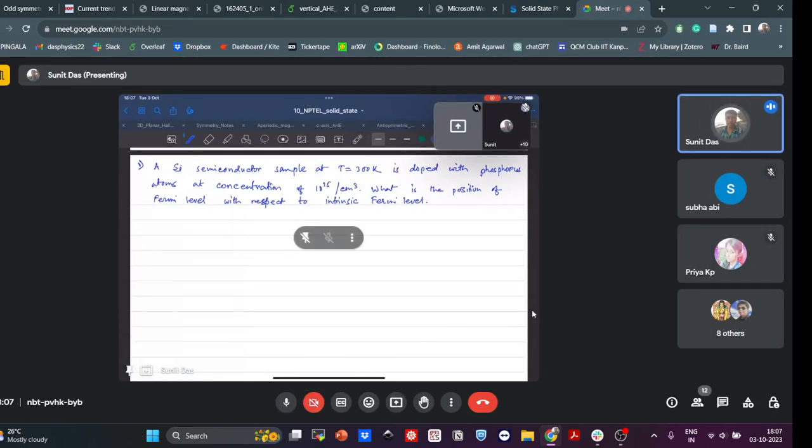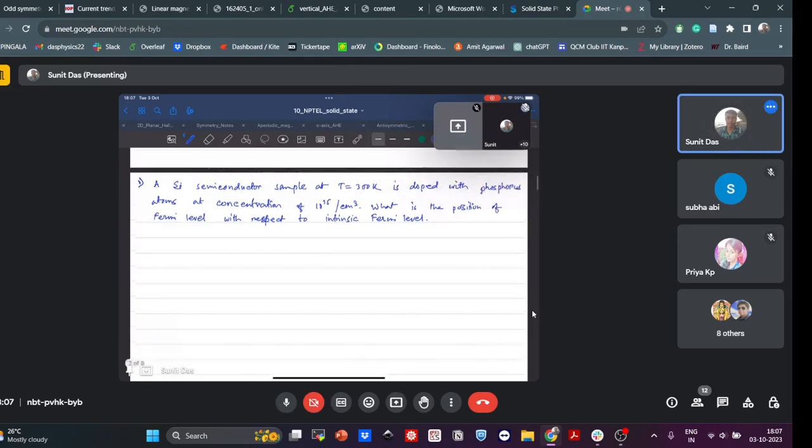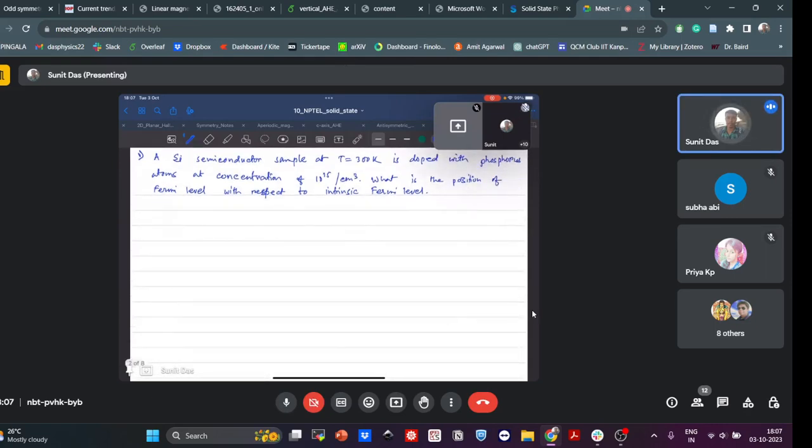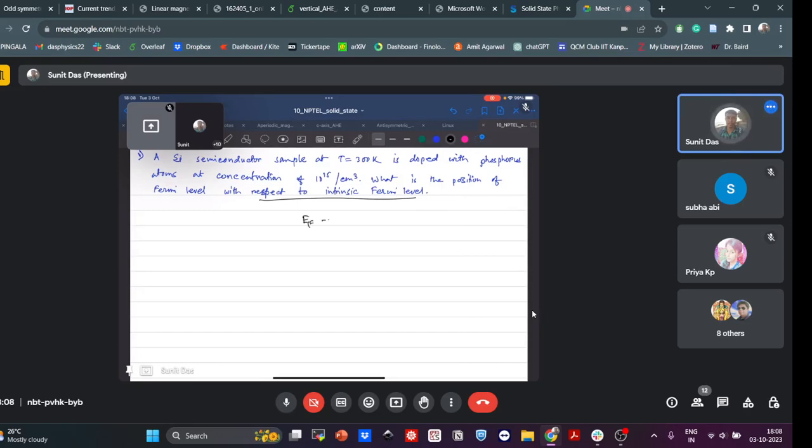Okay, sorry for the disruption. I hope now you can see my screen. So the first question is: a silicon semiconductor sample is kept at 300 Kelvin, which is doped with phosphorus atoms at a concentration of 10 to the power 15 per centimeter cube. Now we need to find the position of the Fermi level with respect to the intrinsic Fermi level. So this will be the reference Fermi level. I mean, we need to find EF minus EFI, I means intrinsic. So let's try to find.